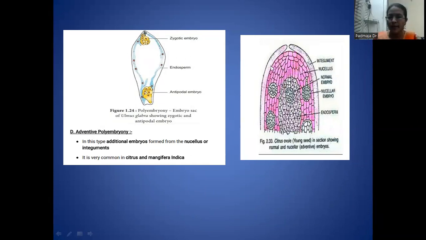And this is the diagram we are seeing of the ovule. These are the integuments. Inside the integuments, the tissue is known as the nucellus. It is always diploid in condition. And the nucellus also develops into embryos. So this comes under adventive polyembryony. The embryos formed from the nucellus are always diploid in condition. Sometimes this type of embryo will also be seen here.